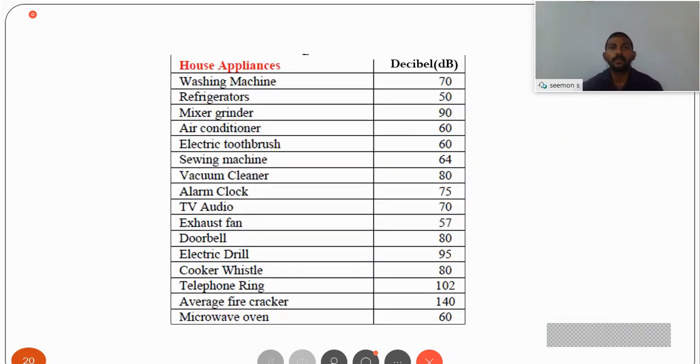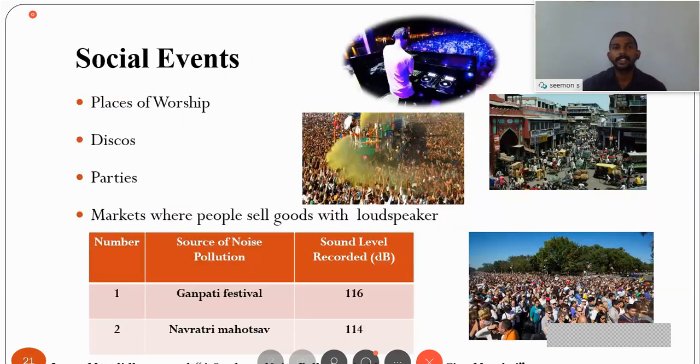And these are the values, or decibels, of sound which is produced by different home appliances. The washing machine is producing 70 decibels, and the mixer grinder 90, and it shows the values for different home appliances producing the sounds. And next is the social events. Social events means that comes.